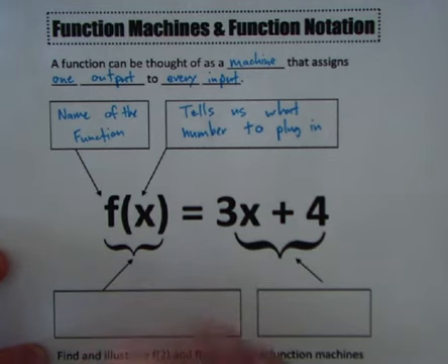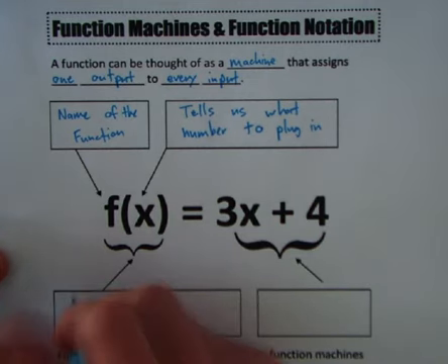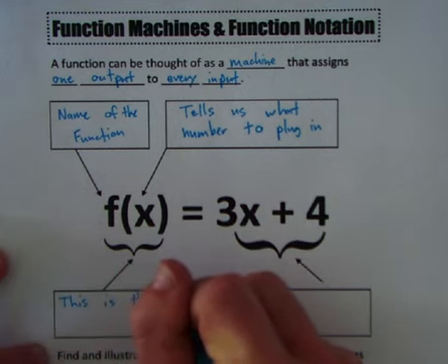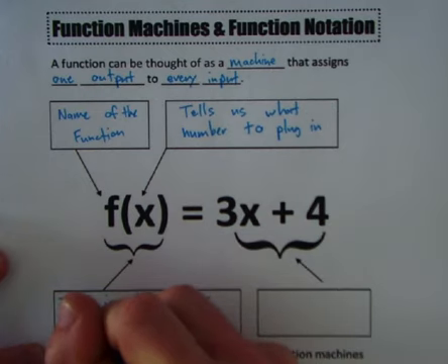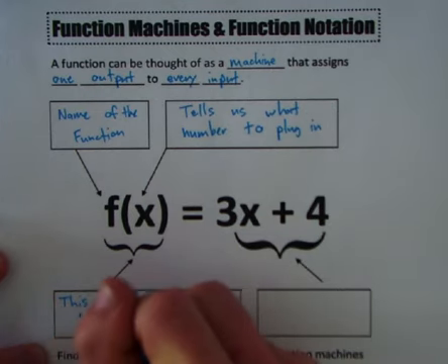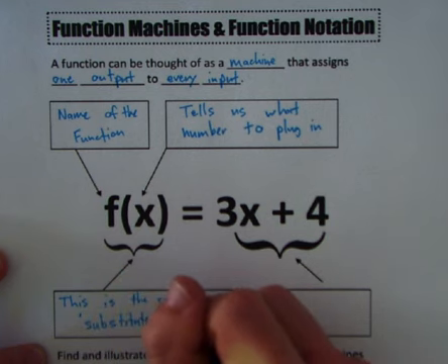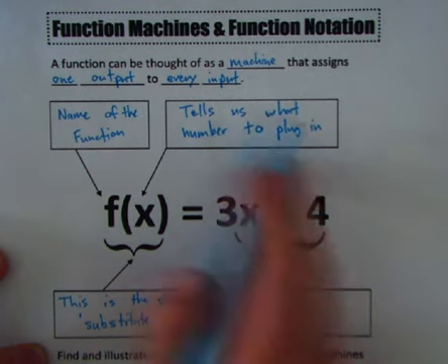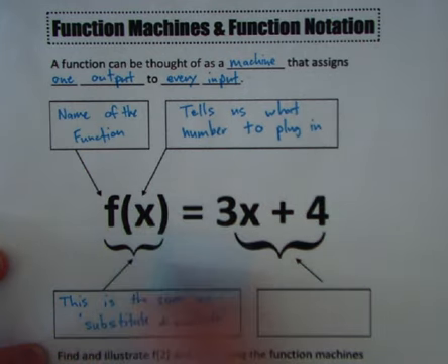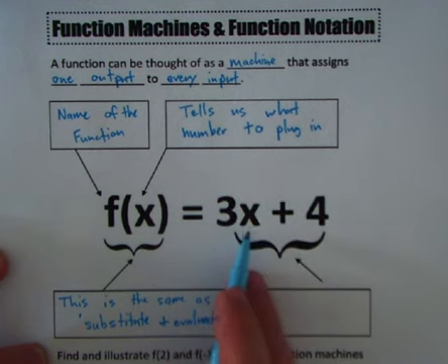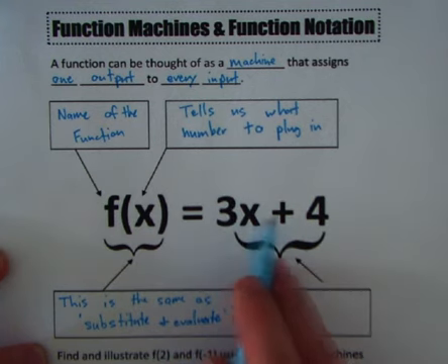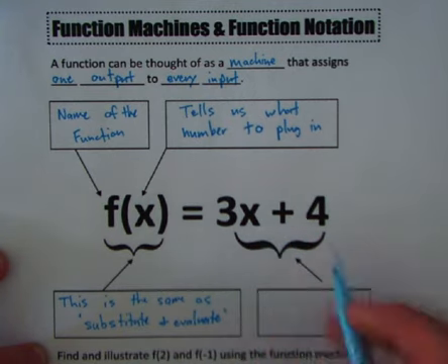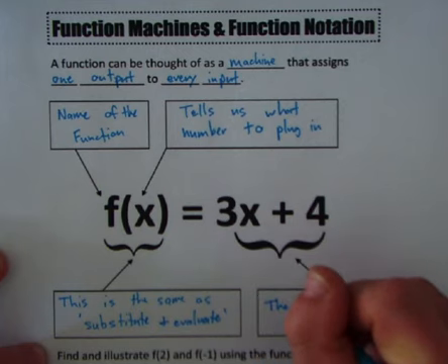This whole thing is the same as substitute and evaluate. Well, what do I mean by that? Substitute means we're going to plug the number that we see here into this function for x. And then evaluate means evaluate it. So what do we get as an output if we plug that number in for x? So this bit, 3x plus 4 in this case, is just the function. This is the actual function.